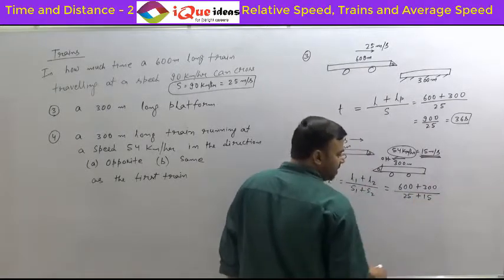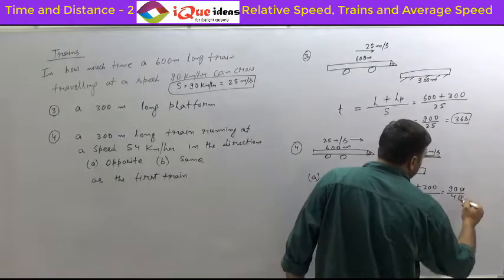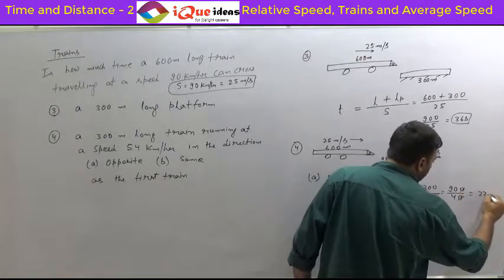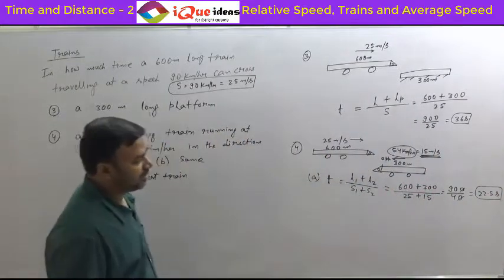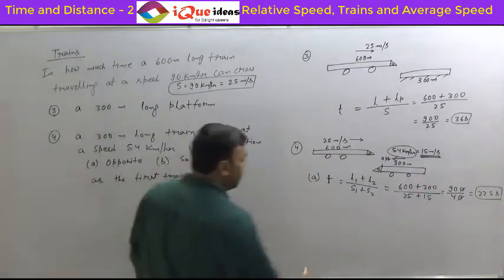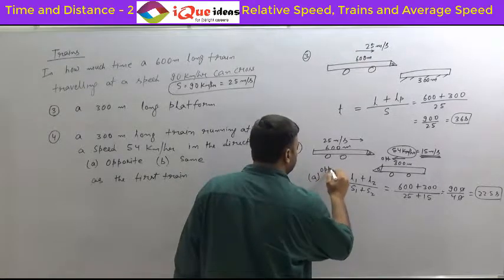Be careful about the units. So it is 900 divided by 40. This is 90 by 4, which is 22.5 seconds. This is the time taken by them to cross each other. Whereas in case of same direction, this was for opposite direction.